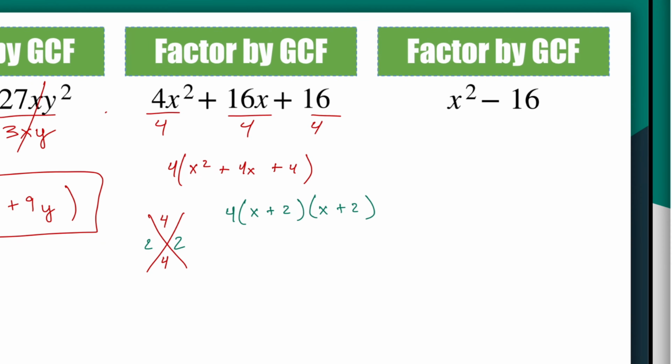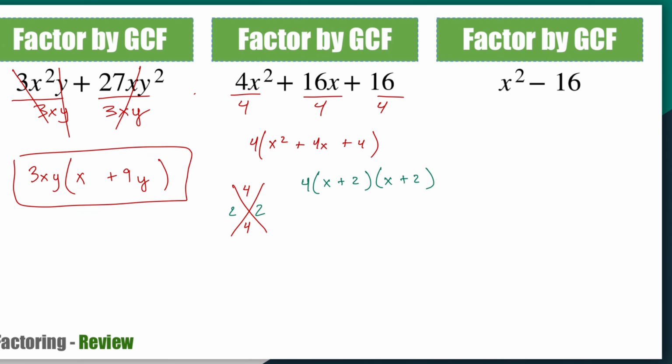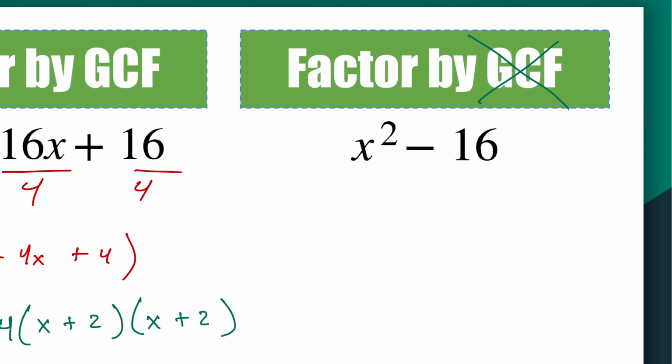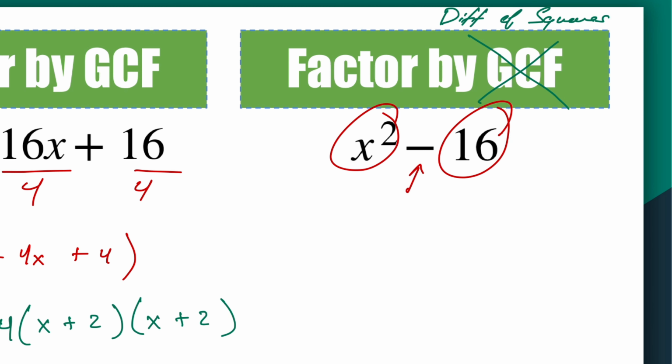Same thing. Oh, and I guess this is all factored by greatest common factor, although this doesn't have a greatest common factor, so I made another error. This is going to be factored by difference of squares, which you are going to see. You remember, if you have a square, you have subtraction, and you have a square, then you can immediately jump to your factors.